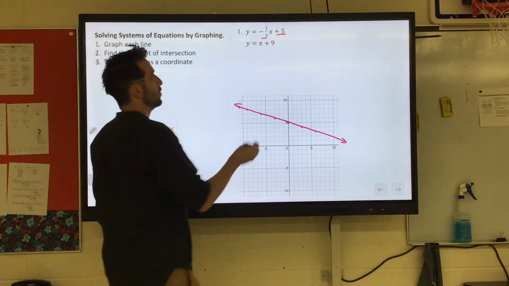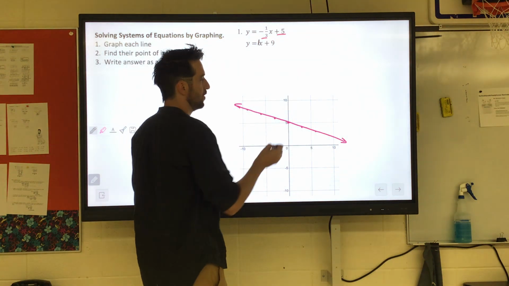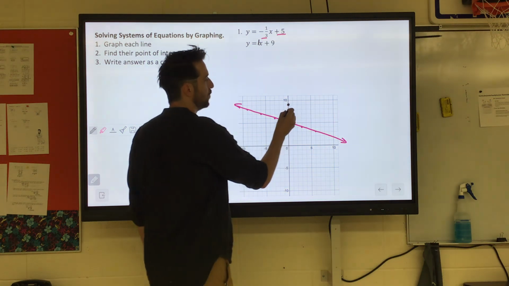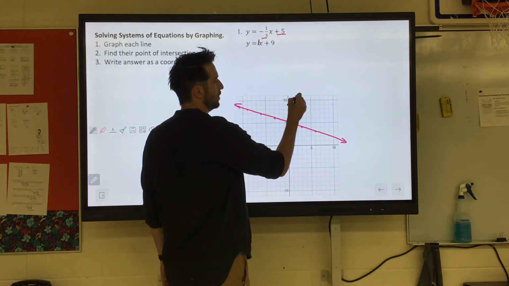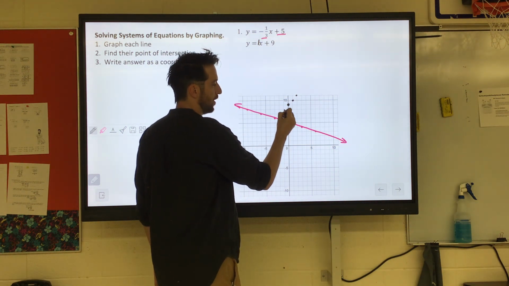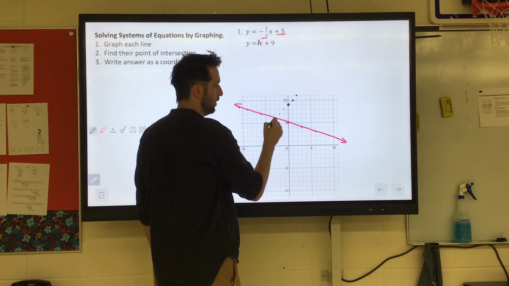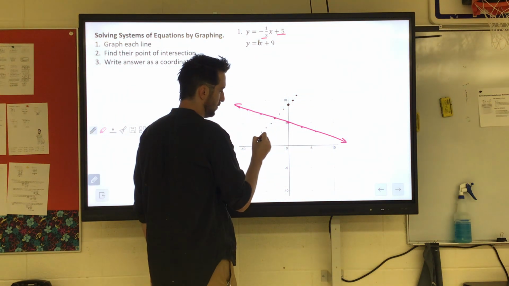The next one, y equals 1x plus 9. You would start at 9, and then your slope's 1, so that's up 1 over 1 to the right. Now, we're going to have to backtrack here. We're going to go down 1, left 1, until we find where they actually cross each other.